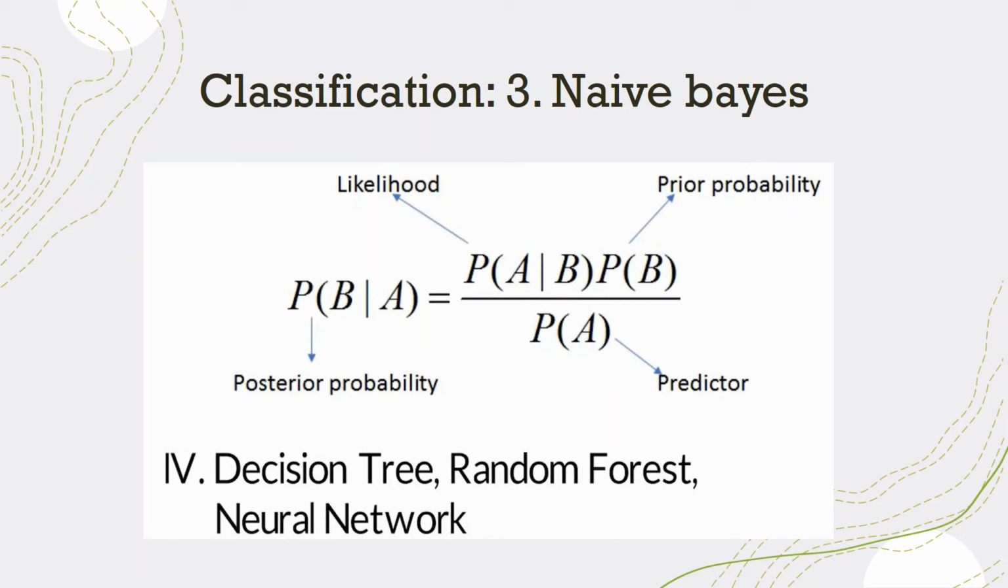Coming up next, decision tree, random forest, and neural network. These models follow the same logic as previously explained. The only difference here is that the output is discrete rather than continuous.